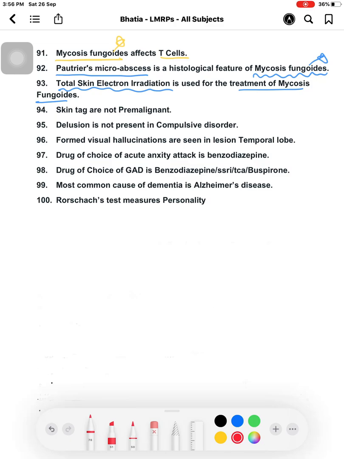Delusion is not present in compulsive disorders. Formed visual hallucinations are seen in lesions of the temporal lobe. Drug of choice of acute anxiety attack is benzodiazepine. Drug of choice of generalized anxiety disorder is benzodiazepines or SSRIs or TCAs or buspirone. Most common cause of dementia is Alzheimer's disease. Rorschach's test measures personality. This is the most important test.